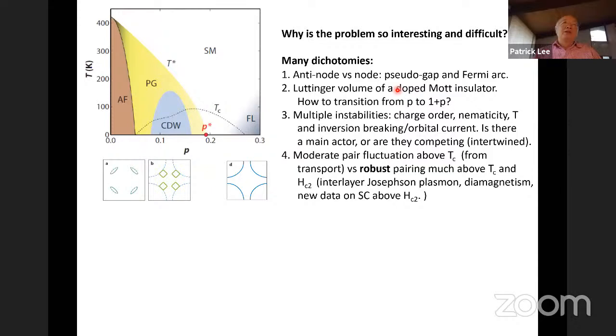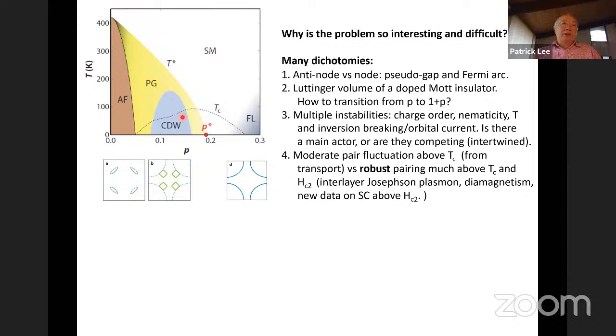Finally, another dichotomy is the following. The question is, how strong are the pair fluctuations above TC? So we know that this is a D-wave superconductor. Many experiments would say that this is high TC, correlation length is short, and superconducting fluctuation lives only maybe 20, 30 Kelvin above TC, and is relatively conventional, right? That's mainly from transport. If you look at resistivity, it doesn't really do much. You don't see large fluctuation in conductivity above TC and so on.